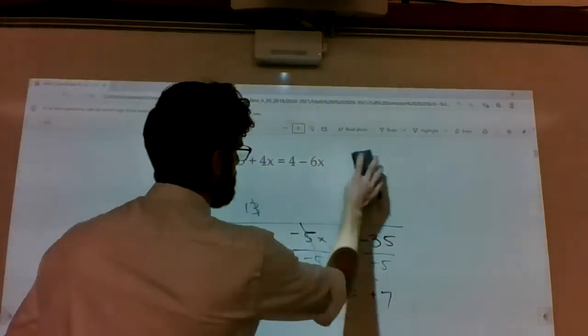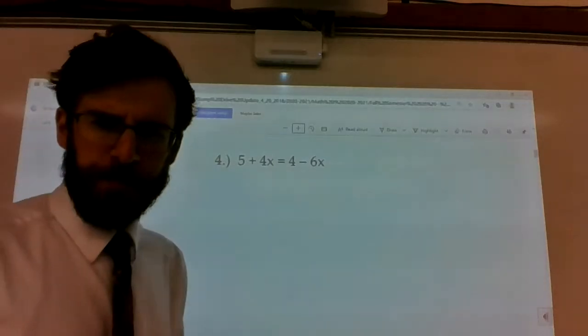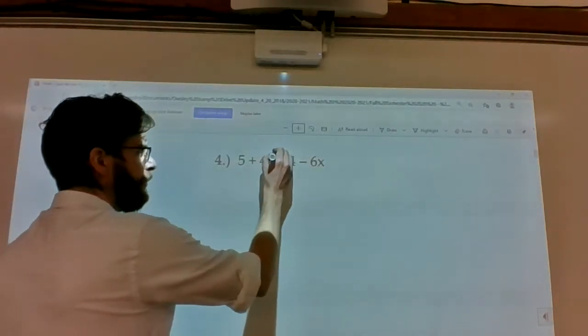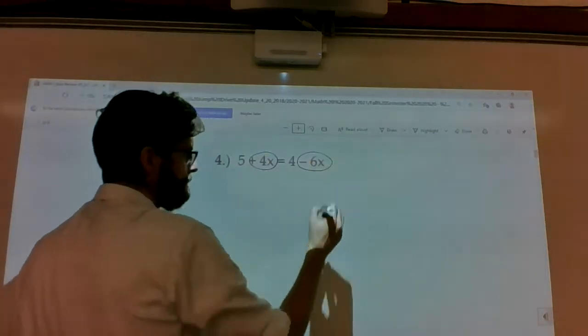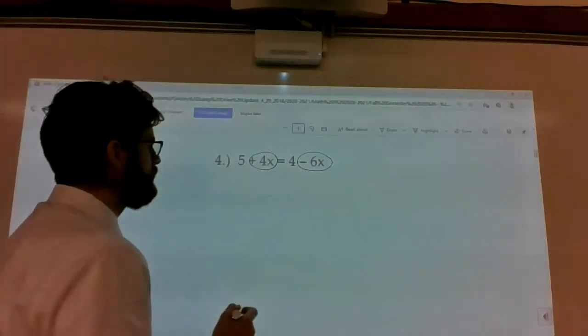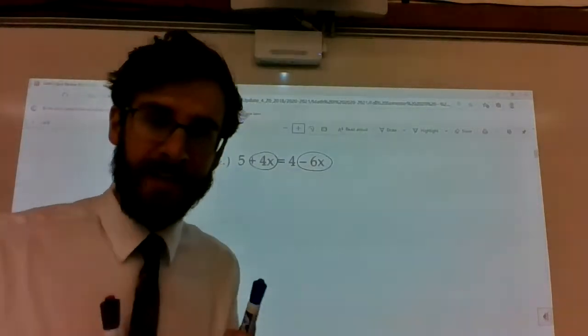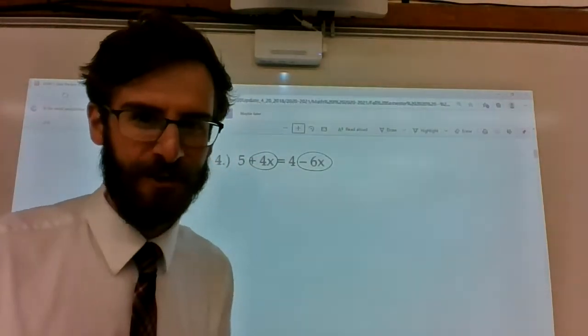Number 4. Again, fairly simple equation. All we got to do is collect the 4x and the negative 6x. All right, this is where I would highlight those two the same color. So in fact, why don't I just do that right now? Maybe you can't see it so much on the video, but it's just the principle of it all, right?